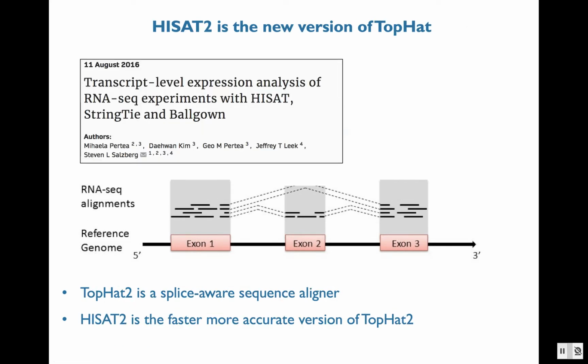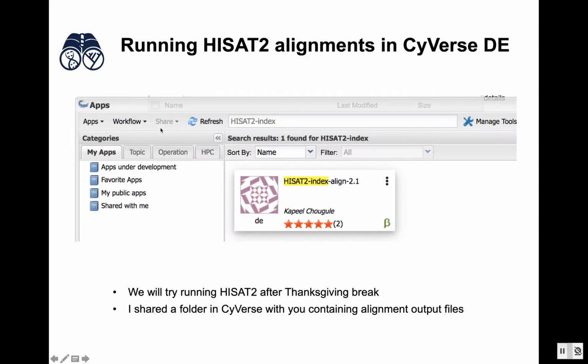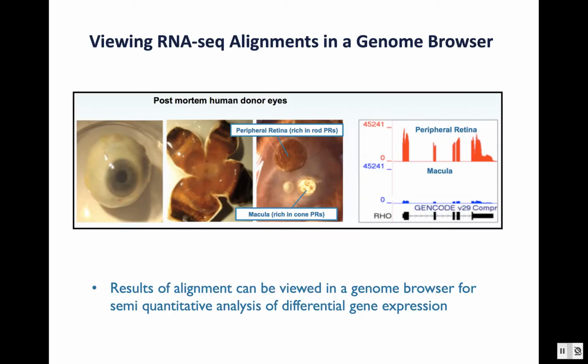HISAT2 was developed in 2016, and again, it is just one of these splice-aware aligners. Here's the citation for the software. What this video overview is going to do is show you how to set up HISAT2 alignments in CyVerse Discovery Environment. There's an app called HISAT2 Index Align 2.1, and this is a very useful, powerful tool that you can set up using the app.